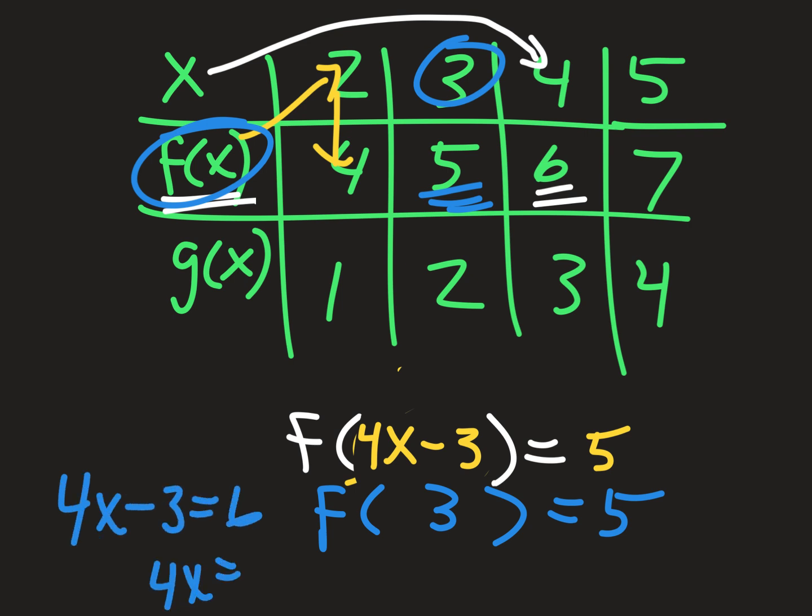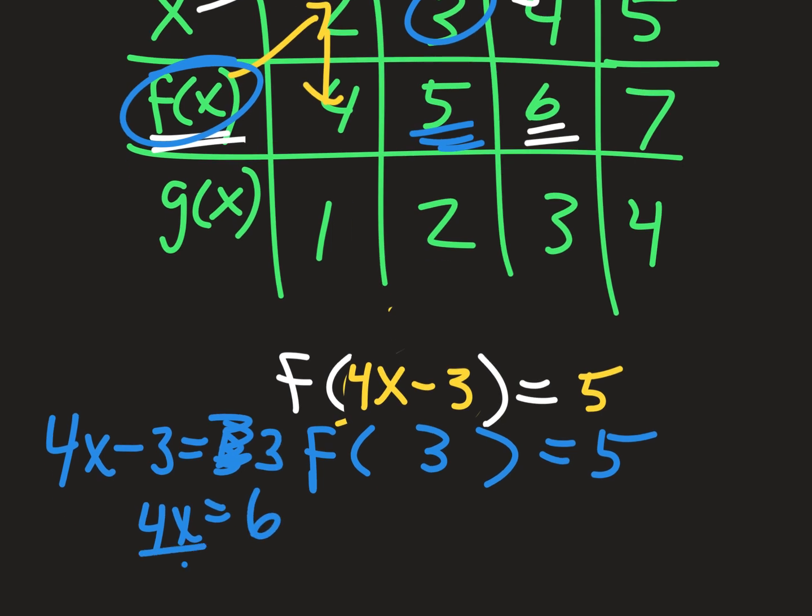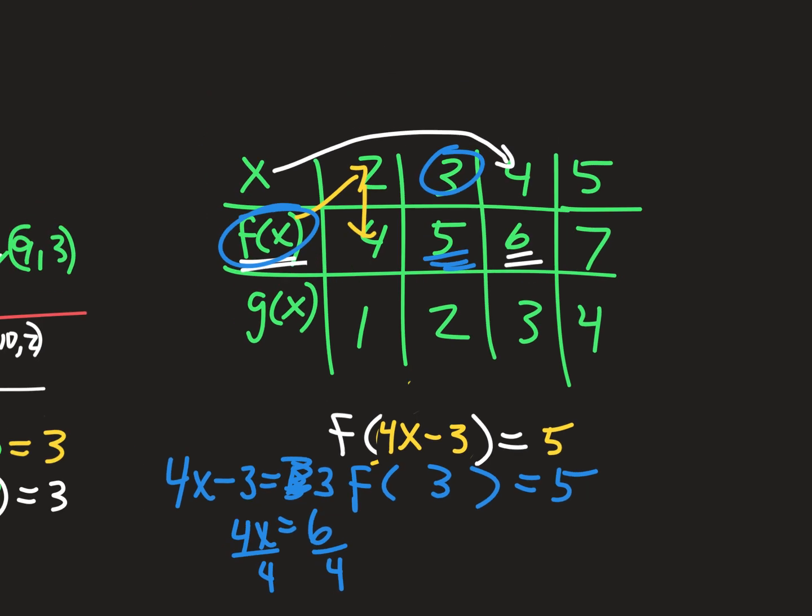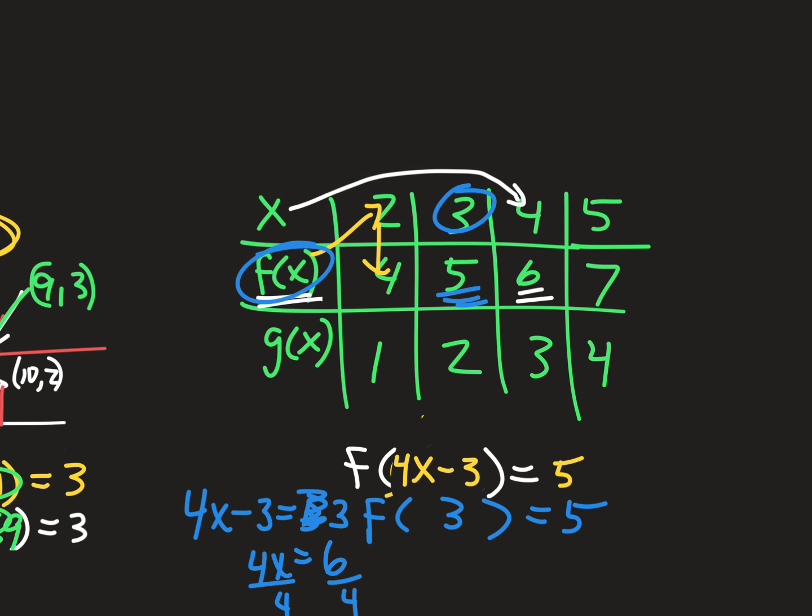4x equals, oops, I was doing it in my head already. I was adding 3 to both sides. And it's equal to 6. And then I divide by 4. 6/4 is 3 over 2. Who had 3 over 2 or 1.5? Nice. All right, good.